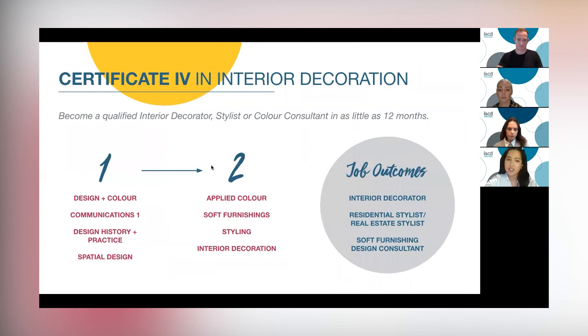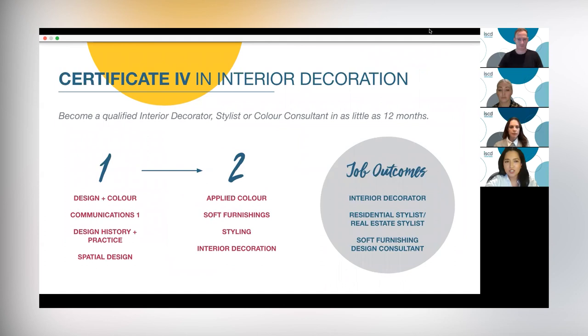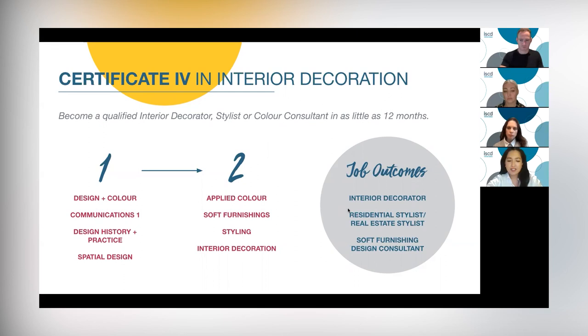Okay, so the Certificate 4 in Interior Decoration. It's 1 year long, and you'll get the qualification of an interior decorator. The structure of the course is that it's broken down into two study blocks, and each study block is 6 months long. In each study block you have four subjects, as you can see here: design and color, communications, spatial design, and design history and practice in the first one. So you'll expect four assessments maximum per study block. And as Eunice mentioned earlier, it's really handy because you're given a study planner at the start of every study block, so you know exactly where you need to be up to, week 10 to week 24 or 25.